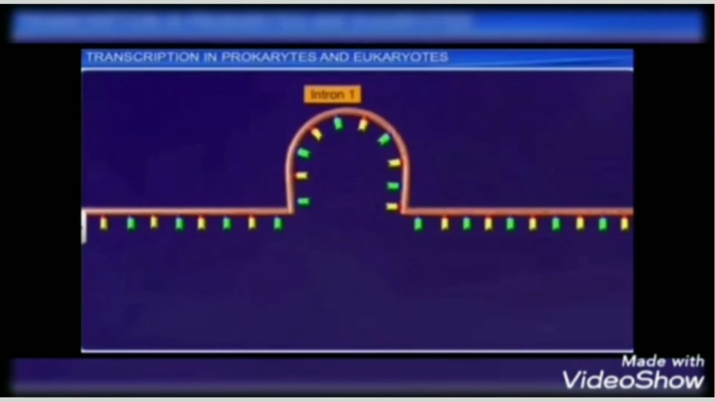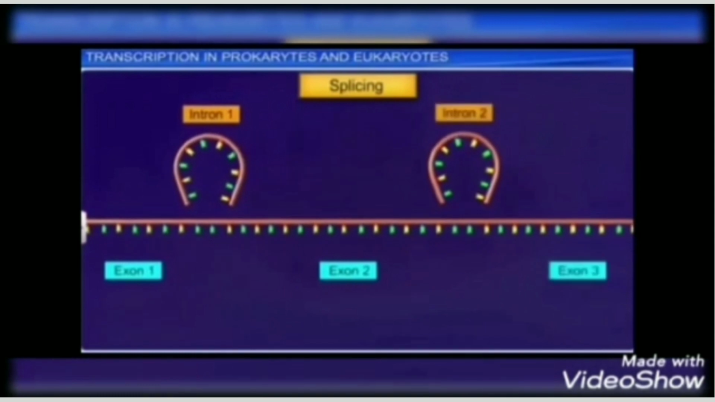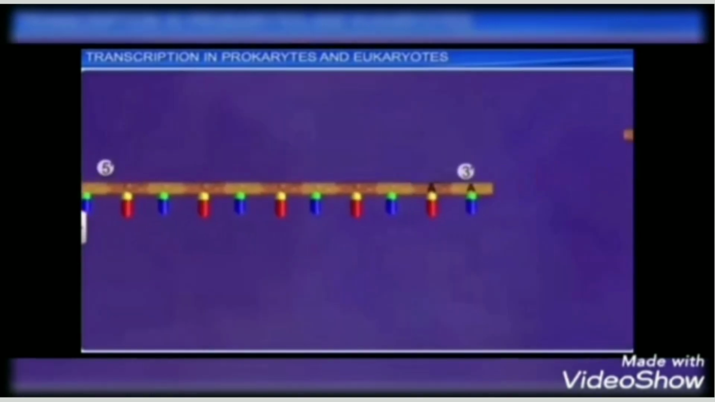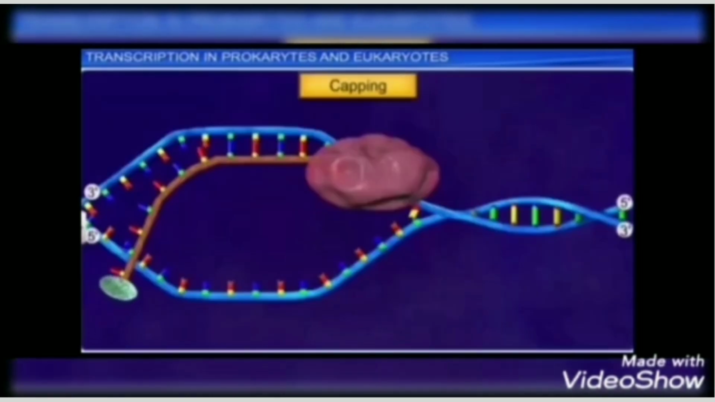Splicing. hnRNA is subjected to a process called splicing where the introns are removed and the exons are joined together in a defined order. hnRNA also undergoes additional processes called capping and tailing. Capping. In capping, an unusual nucleotide, methyl guanosine triphosphate, is added to the 5' end of hnRNA.